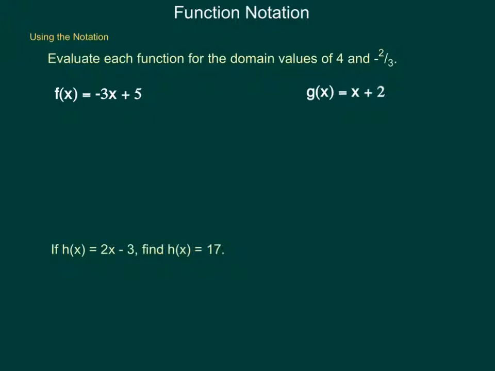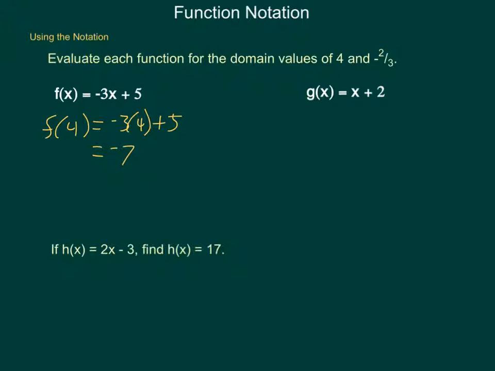So, in my first one, for f, when I evaluate it for 4, instead of saying f of x, I simply say f of 4 equals negative 3 times 4 plus 5. So wherever I saw an x before, I'm going to replace it with that 4. Then I evaluate. Negative 3 times 4 is negative 12. Negative 12 plus 5 is negative 7. So I have f of 4 equals negative 7. That can also be interpreted as being a point. 4 is the input, negative 7 is the output.